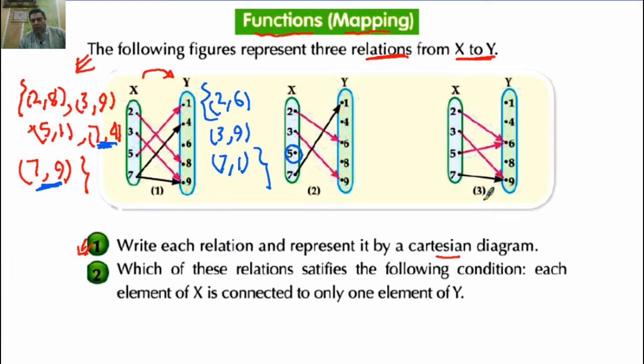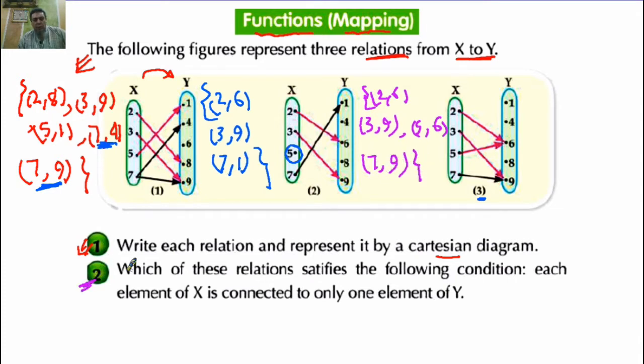The third relation, number 3. X has elements 2, 3, 5 and 7. The ordered pairs are 2 and 6, 3 and 9, 5 and 6, 7 and 9. This is the 4 elements.